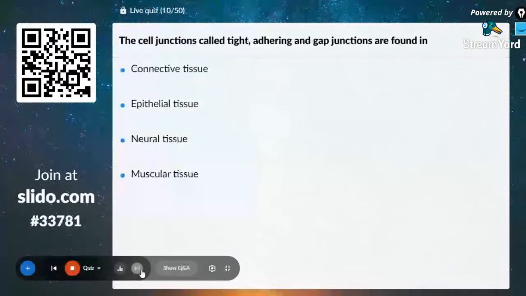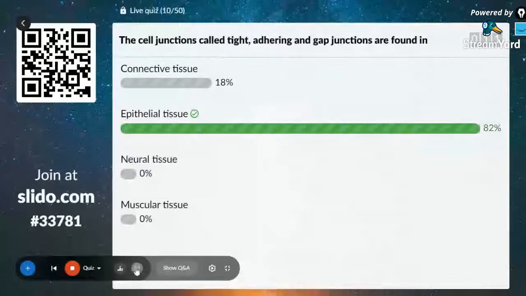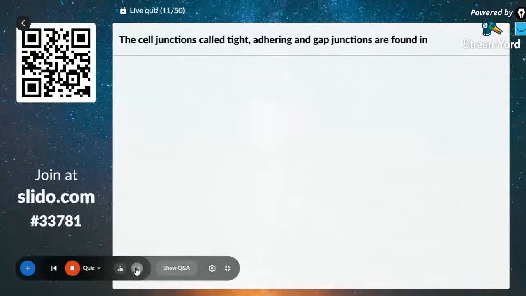82% with the correct answer, epithelial tissue. 11th question on the screen. Yes, very important question from respiration.